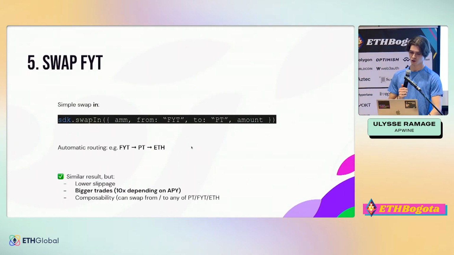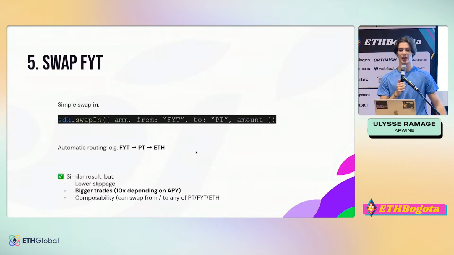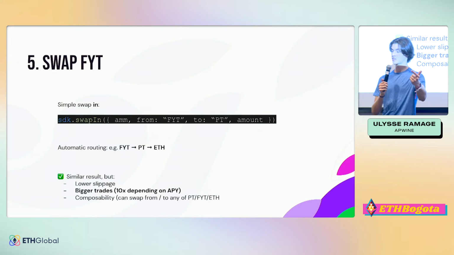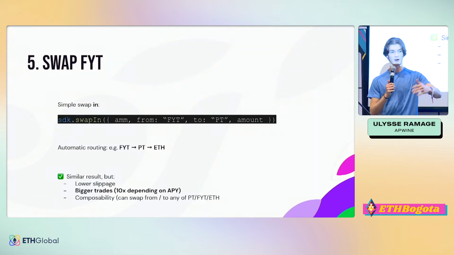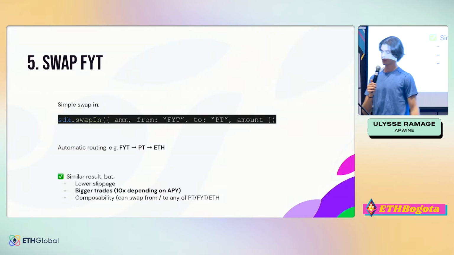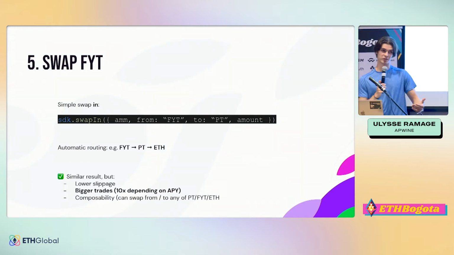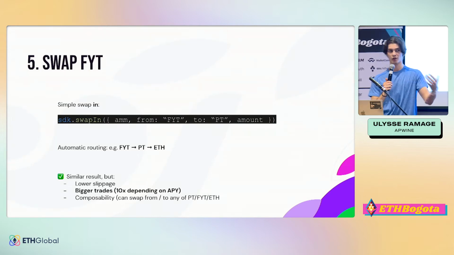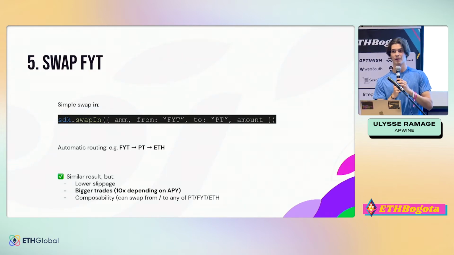The difference with this is that this is much more capital efficient. So lower slippage, bigger trades, up to 10 times, depending on the APR and the APY and the pool that you've selected, and the composability, because you can swap from any of PT, FYT, ETH. So it's very interesting to use the AMM in that matter.